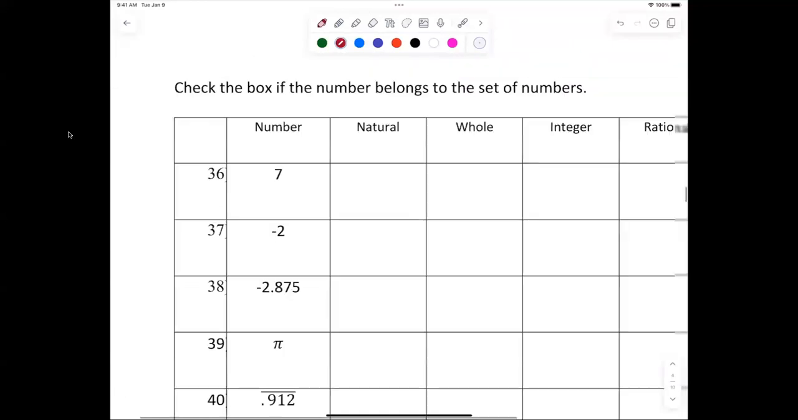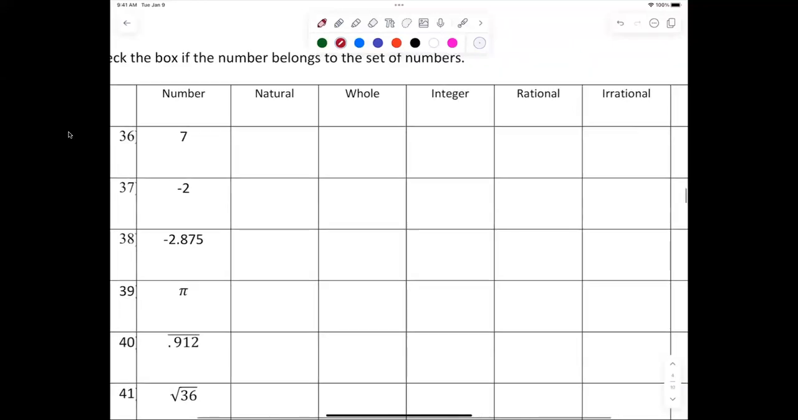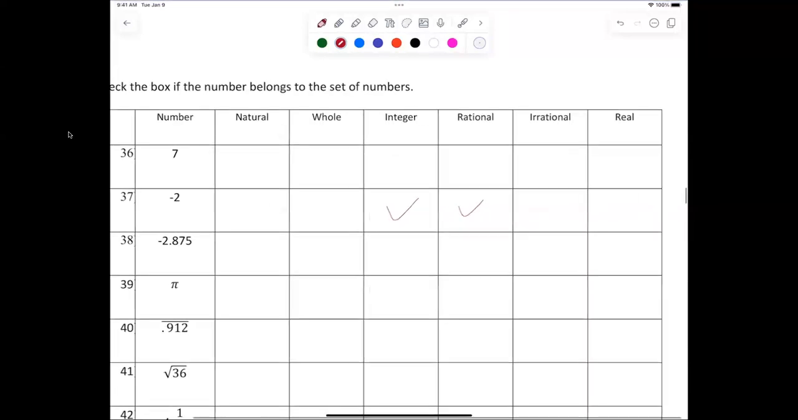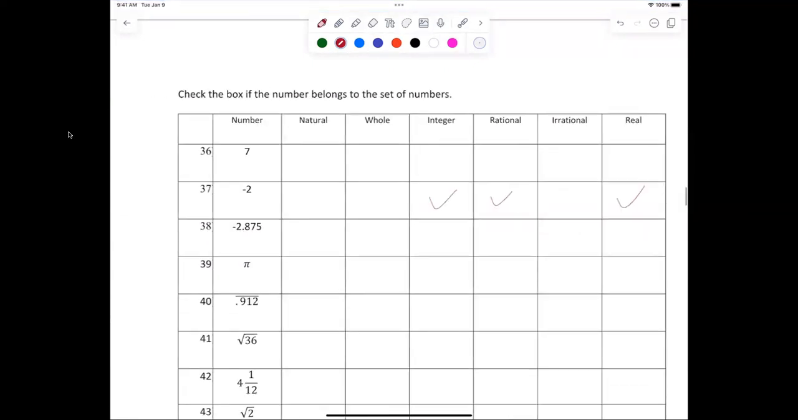All right, Katie, help me out. 37, what is this? I'm on 37 now, not 36. Integer, what? Yes, integer, rational, and real. Integer, rational, real. All right, integer, rational, and real.